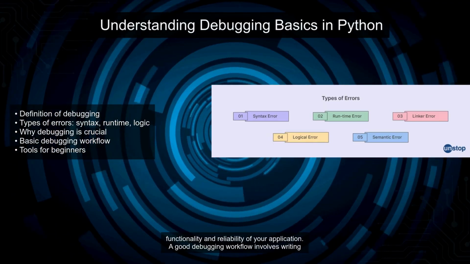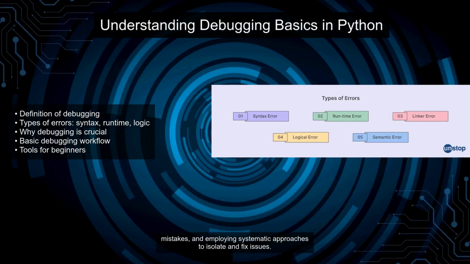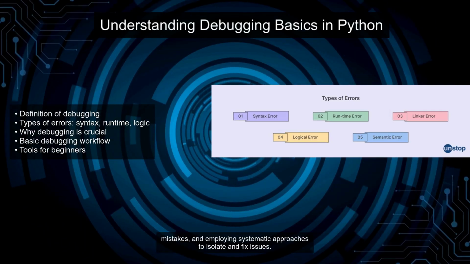A good debugging workflow involves writing tests to catch errors early, using tools like linters to catch syntax mistakes, and employing systematic approaches to isolate and fix issues.